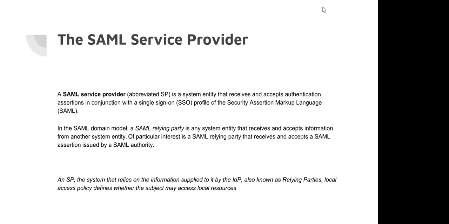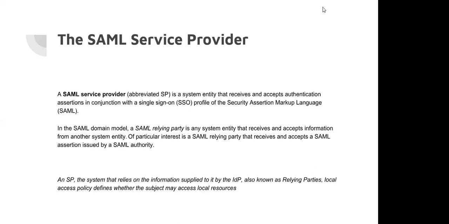So in our SAML domain, a SAML relying party, which is another name for service provider, is any system entity that receives and accepts this information or information from another system entity. In this case, our particular interest is a SAML relying party, and a SAML relying party receives and accepts a SAML assertion issued by a SAML authority. Here it'll be the IDP. So that's a bit of a high level, detailed description.